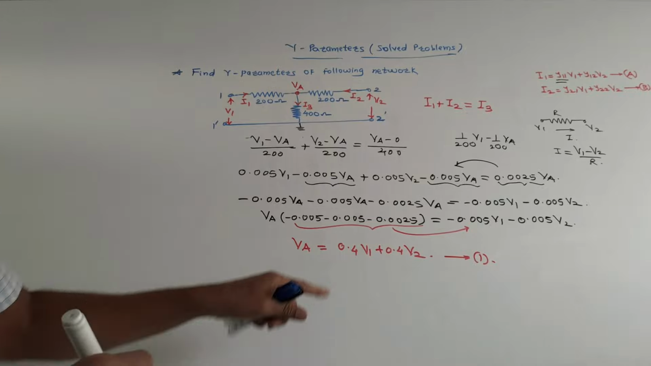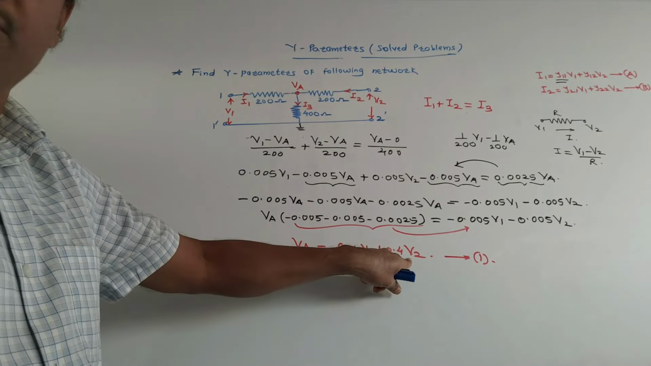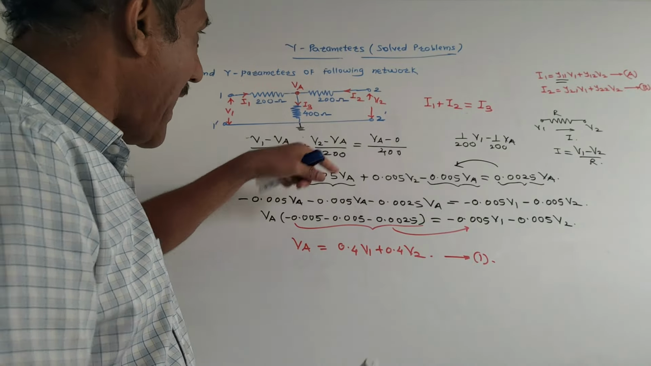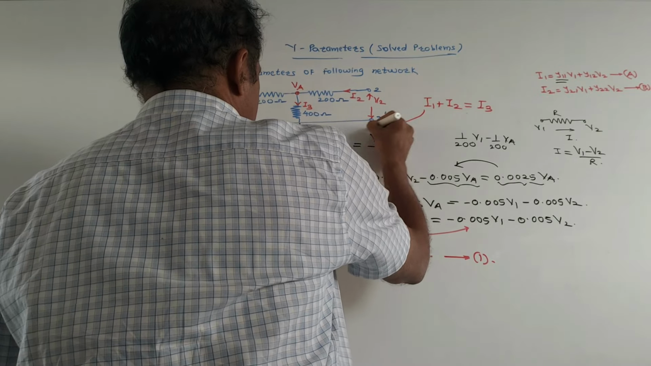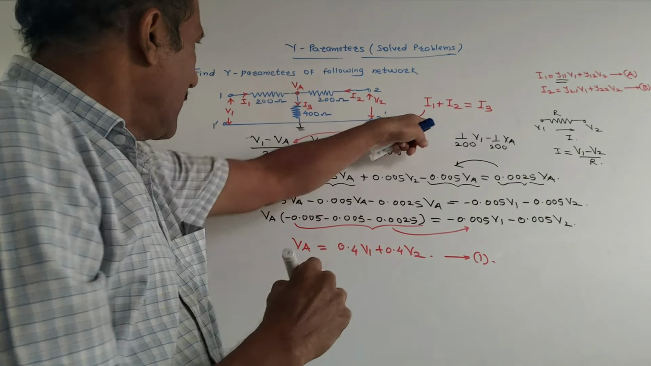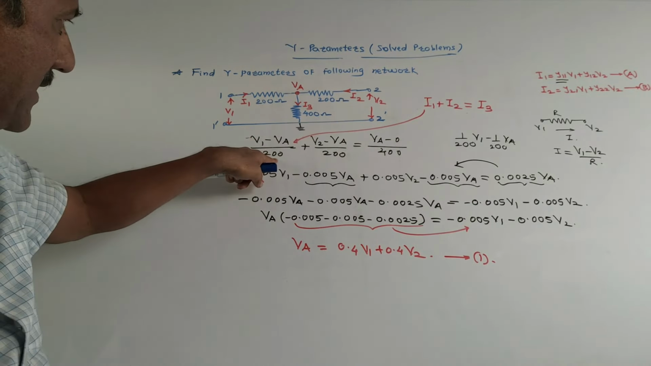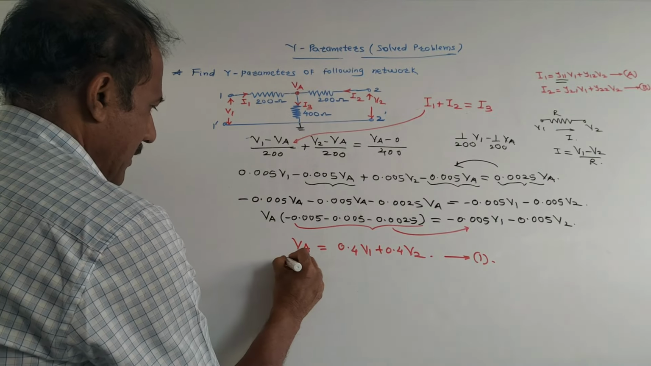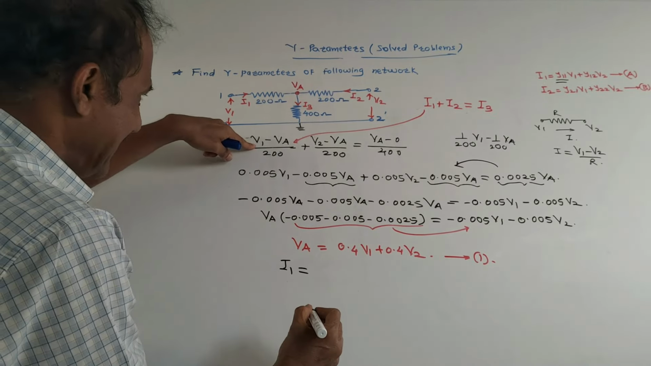What we need to do? We have obtained the equation of VA in terms of V1 and V2. Now we want the equation of I1. Refer to this equation. This is the equation of I1. I1 is V1 minus VA upon 200. So put the value in the equation of I1, that is in this equation.